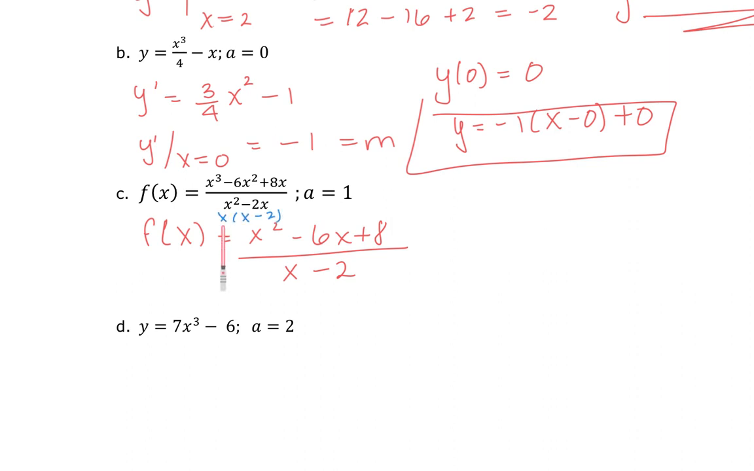When x is equal to 0, I can't evaluate the derivative at 0 because there's a hole in the graph. I can't evaluate the derivative at 2 because at 2, there's where we have a vertical asymptote. So at x is equal to 1 is totally fine. Now, I can go ahead and do my evaluation now, or I can do the derivative. Let's just do the derivative.